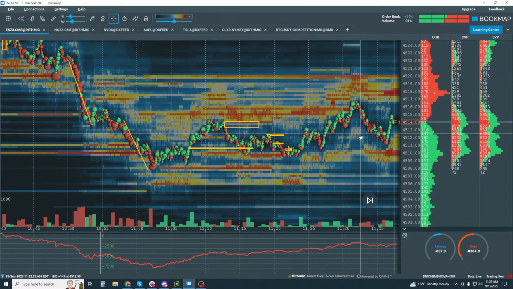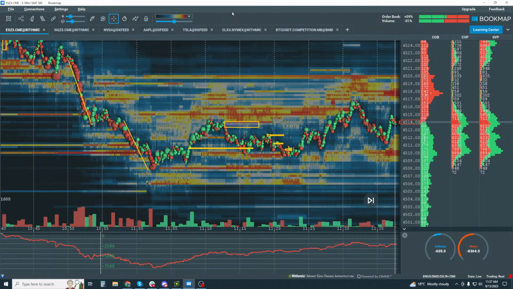Oh, where do you get access to the simulator? Just replay mode. Just record when you start up Bookmap. Make sure that you check the box to record your data, and then at the end of the day, you stop Bookmap, restart it, and then select replay mode and add that file.